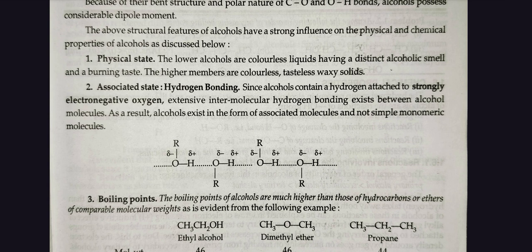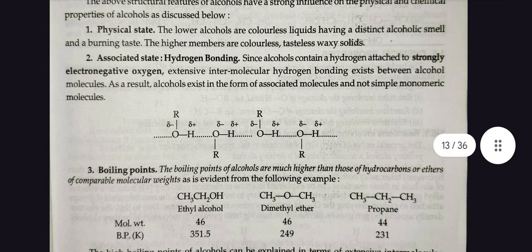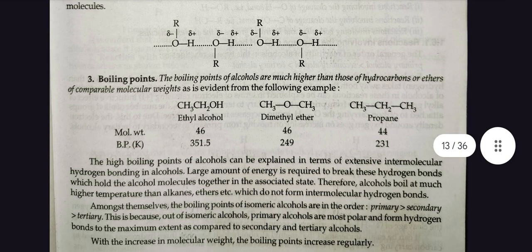Since alcohols contain a hydrogen attached to the strongly electronegative oxygen, extensive intermolecular hydrogen bonding exists between alcohol molecules. As a result, alcohol exists in the form of associated molecules and not simply monomeric alcohol molecules. Third, boiling point. The boiling points of alcohols are much higher than those of hydrocarbons or ethers of comparable molecular weight, as is evident from the following example.